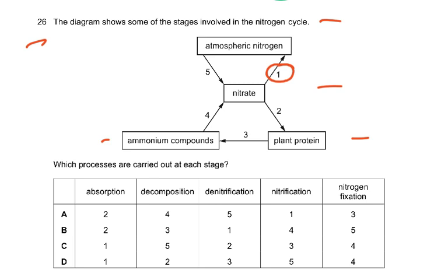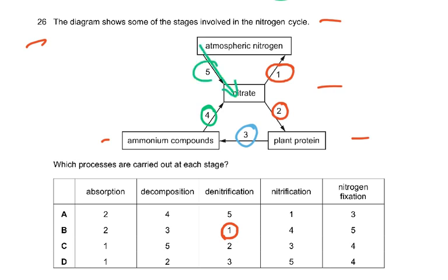Now, when that is done, it's very easy. There's only one of this, and everything else fits in. It's not very difficult now. So one was denitrification, two is absorption, right? Three is decomposition, four is nitrification, and five is atmospheric nitrogen to nitrates.